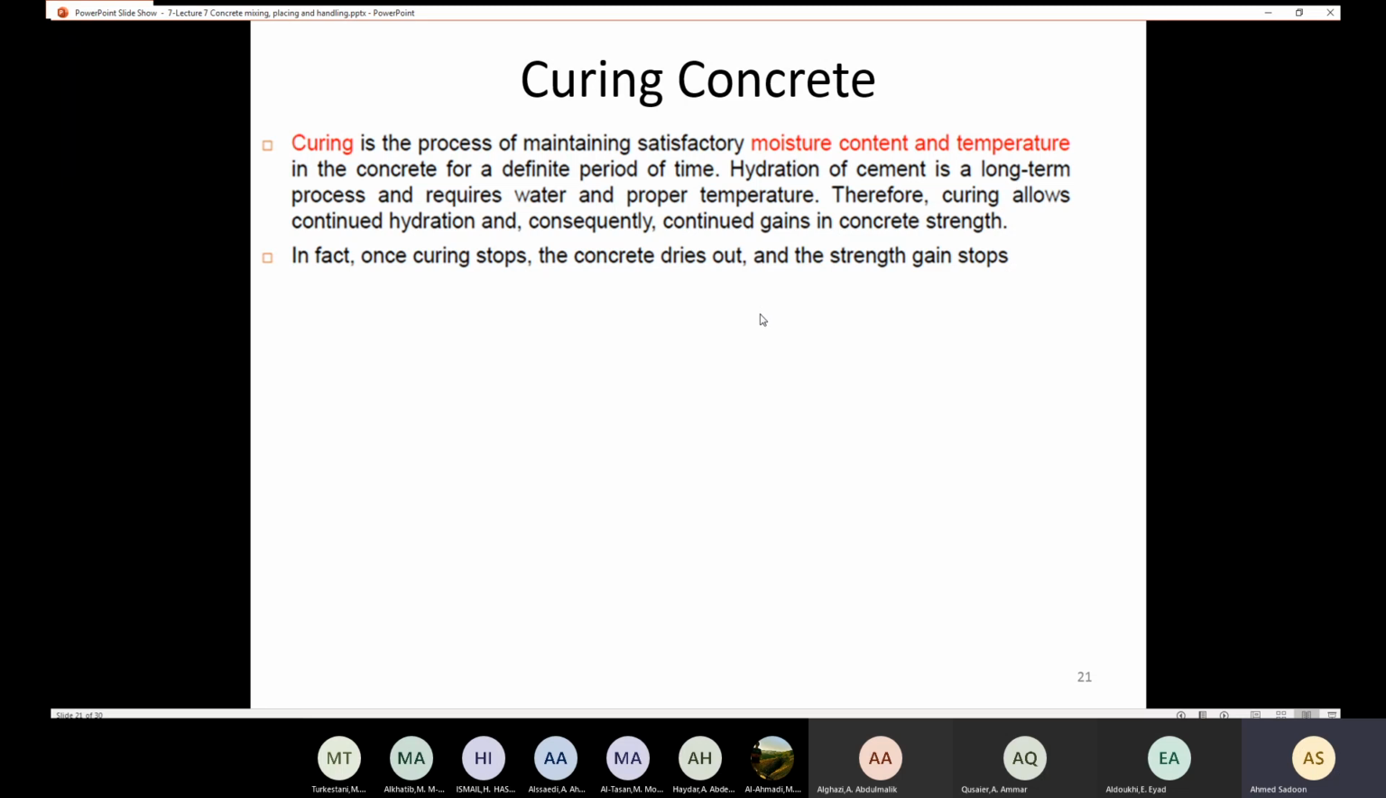So the benefit of curing the concrete is that curing is going to allow continued hydration. The hydration process is going to continue, and as a result the concrete is going to gain strength. So if I provide the concrete with a curing process, the strength of the concrete is going to increase. In fact, once curing stops, the concrete dries out and the strength gain stops. So once you stop the curing process, the hydration process stops, and as a result the strength stops increasing as well.